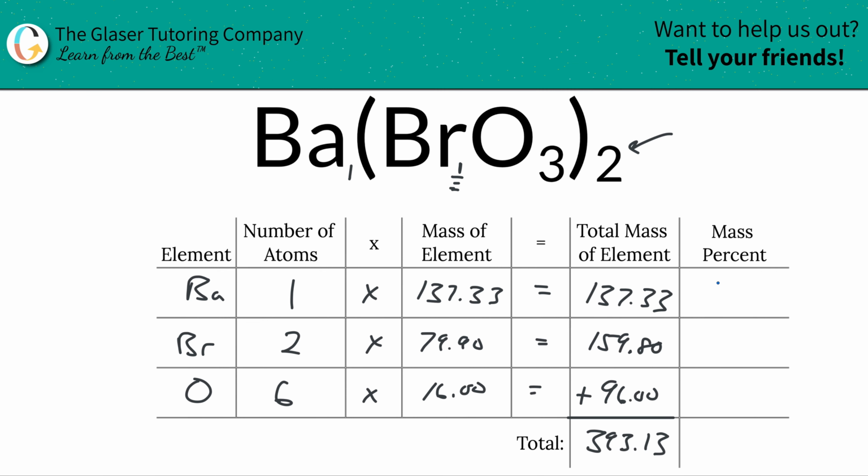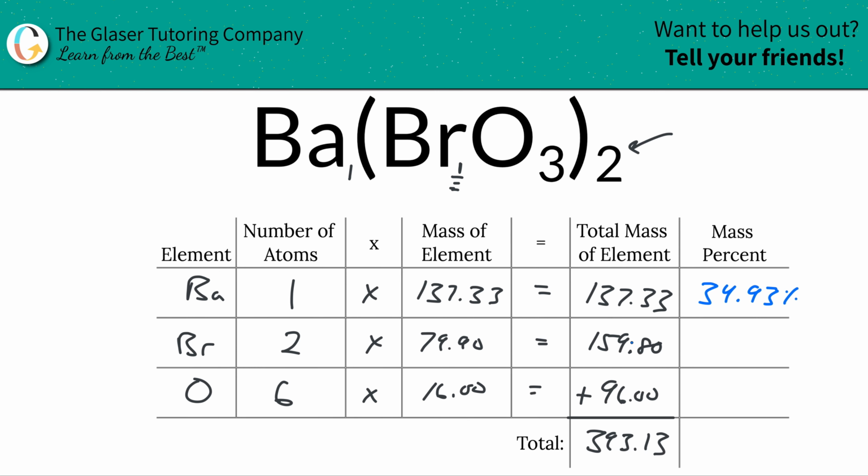To find the mass percent of barium, we take the total mass of barium, divide it by the total mass of the entire compound, and multiply by 100. That's a simple percent calculation: part over whole times 100. So it's 137.33 divided by 393.13, multiplied by 100. Since I don't have a lot of space, I'm going to wind up erasing this, so if you want to write it down, pause the video quickly. Once we put this into the calculator, we get a percentage of about 34.93%. And that's it for barium.